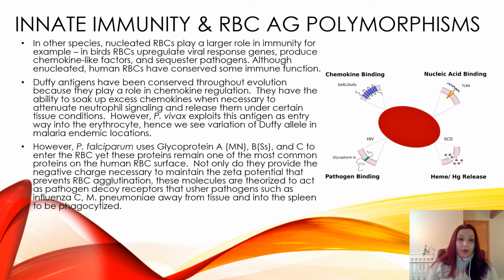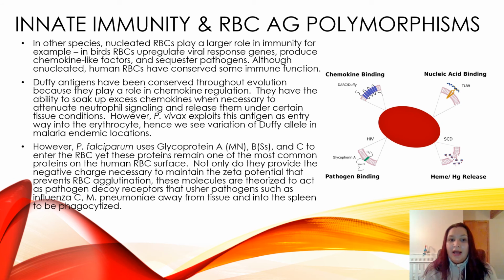So going back to Duffy, which we are familiar with, it has been conserved throughout evolution, theorized because it plays a role in chemokine regulation. It has the ability to soak up excess chemokine when necessary, and this can dampen neutrophil signaling so that the immune system doesn't go into overdrive. And it can also release chemokines under certain tissue conditions. However, as we've discussed, P. vivax exploits this antigen as an entryway into the erythrocyte. This is why we see a variation in Duffy alleles in malaria endemic locations.